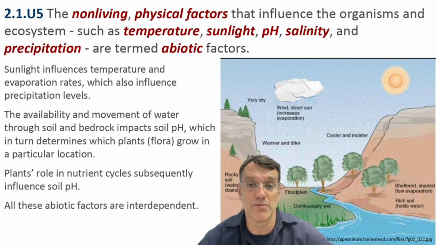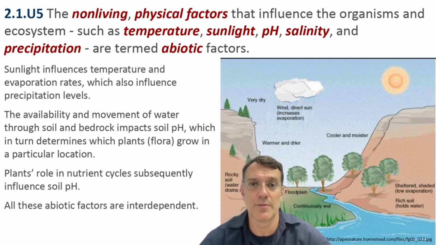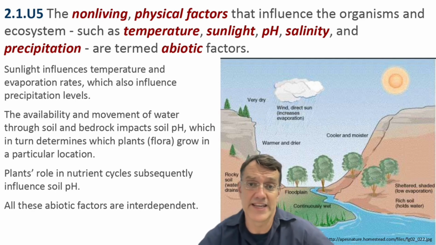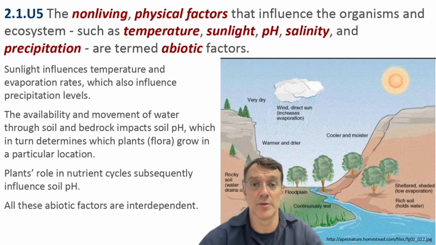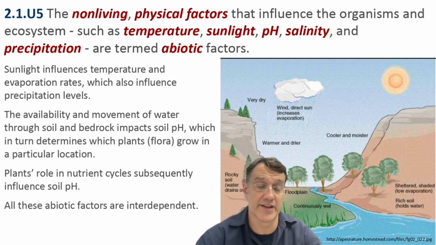These include temperature, sunlight, pH, salinity, and precipitation. All these factors are interdependent. For example, sunlight influences temperature and evaporation rates, and those affect precipitation levels. Water availability impacts soil pH, which determines which plants can grow in a particular spot.